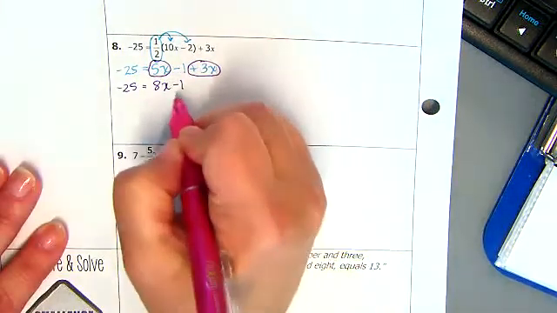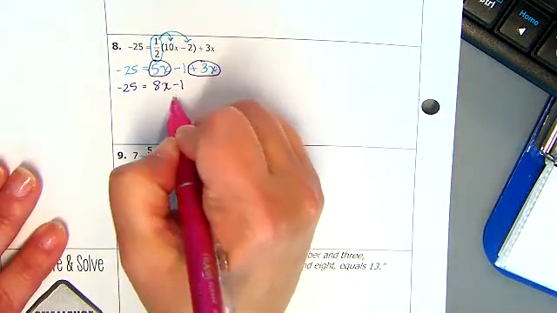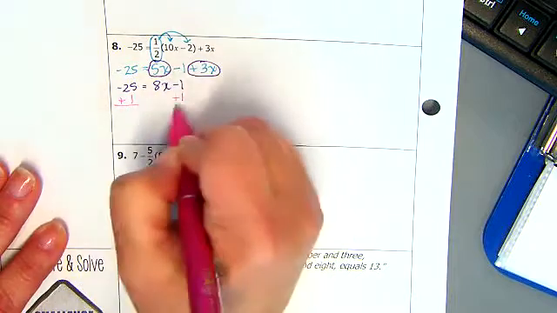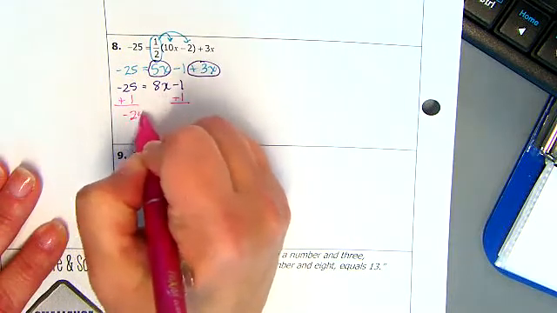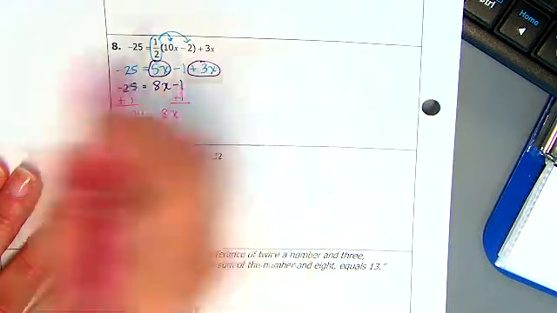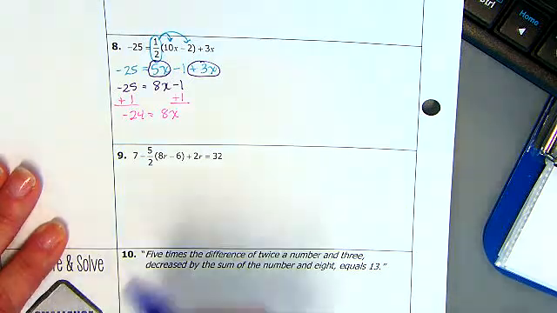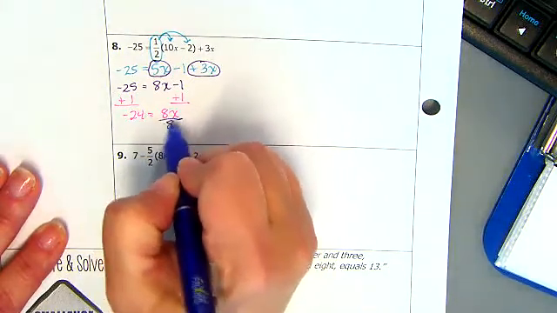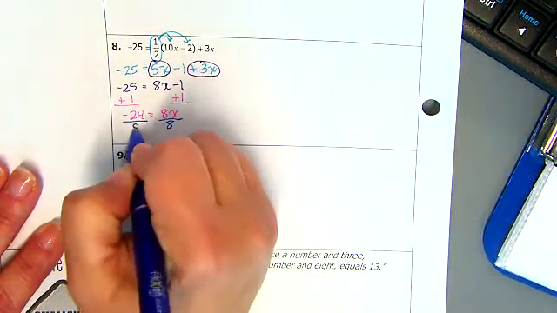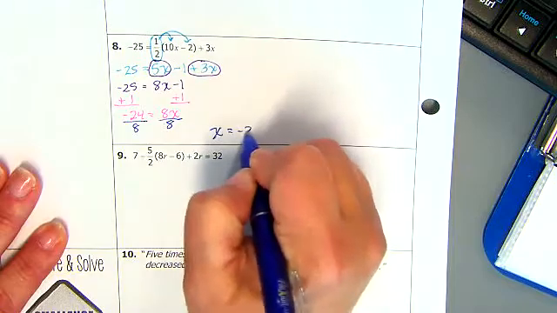And now we're solving for x. So I'm subtracting 1, so I add 1 to both sides. And I have negative 24 equals 8x. Divide by 8 because I'm multiplying by 8, and I get that x equals negative 3.